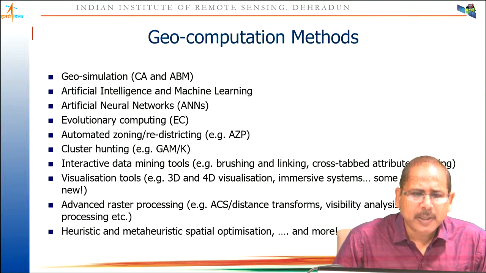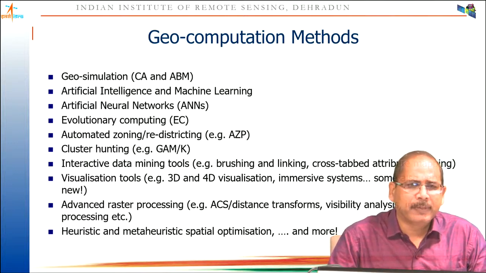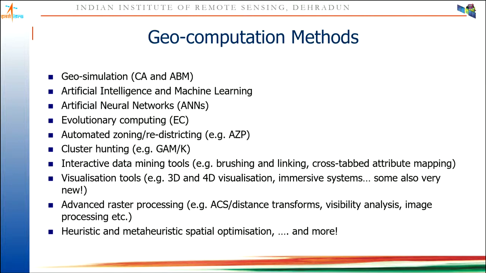And in case of geocomputation, what kind of methods are available for different types of modeling and simulation activities? If you talk about geosimulation, then we have cellular automata and agent-based modeling. For artificial intelligence and machine learning, techniques are in place: artificial neural networks, evolutionary computing like EC, automatic zoning or redistricting. We have cluster hunting. We have interactive data mining tools.